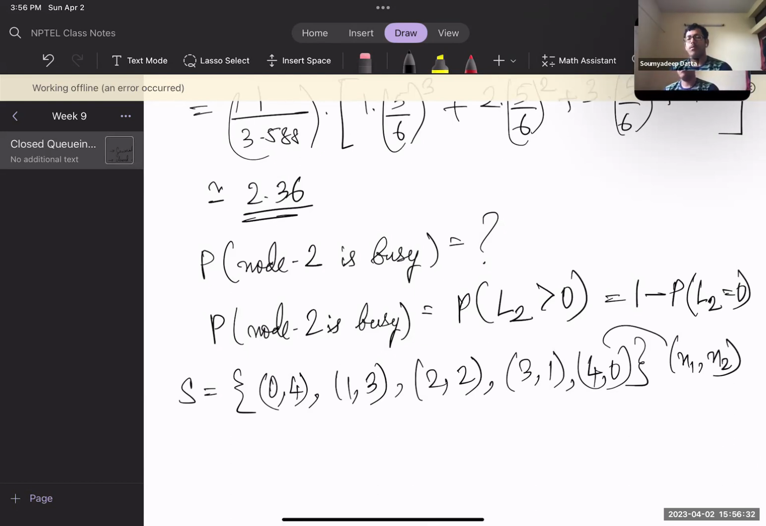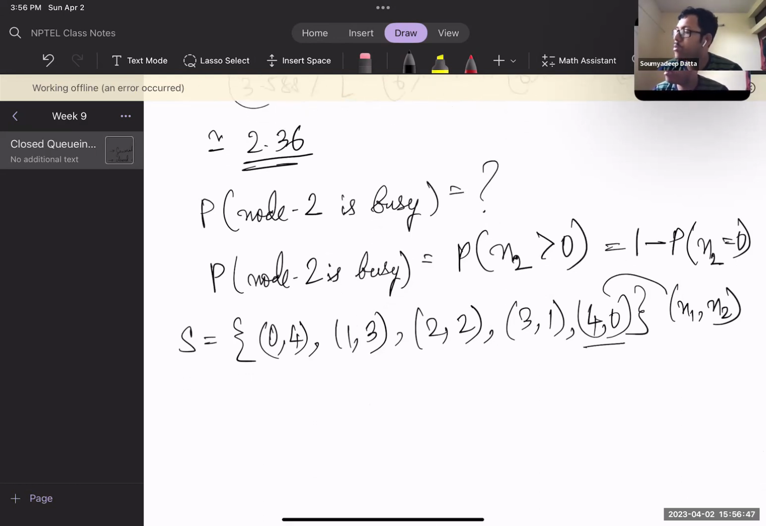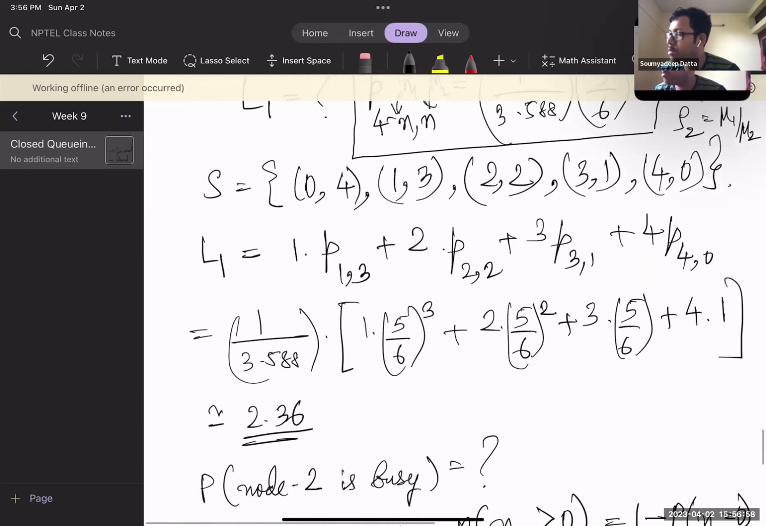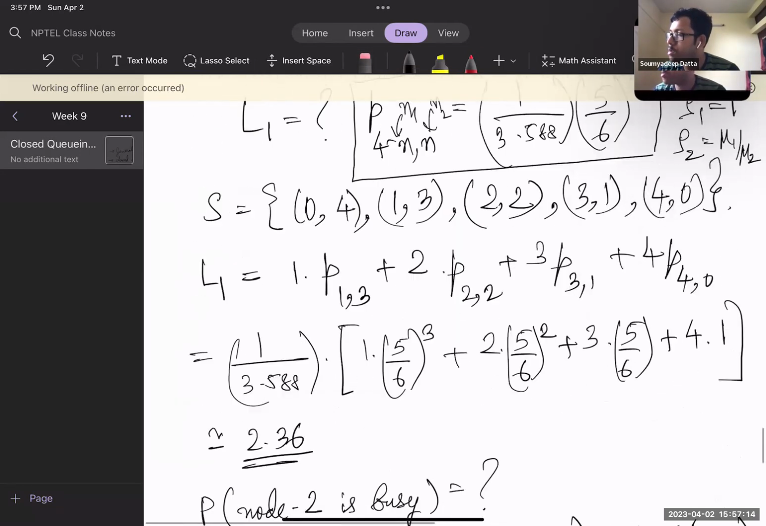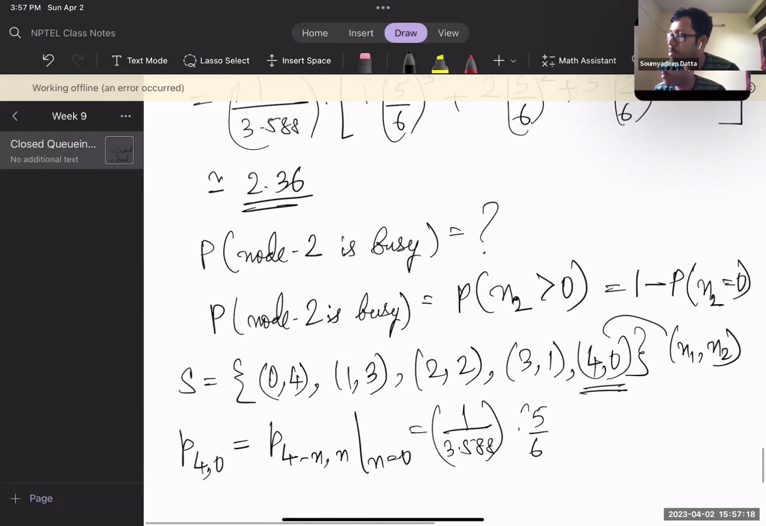And so not L2 actually, the probability that N2 is greater than 0. L is the average quantity, so I just want to clarify the notation. In all of these states, there is only one state where N2 is equal to 0, which is 4, 0. So let's find the probability of 4, 0, which is again from the formula, probability 4 minus n, n with n equal to 0. So it's 1 by 3.588, which is G of K, times rho 2, which is 5 by 6 whole to the power 0. So that's just 1 by 3.588.